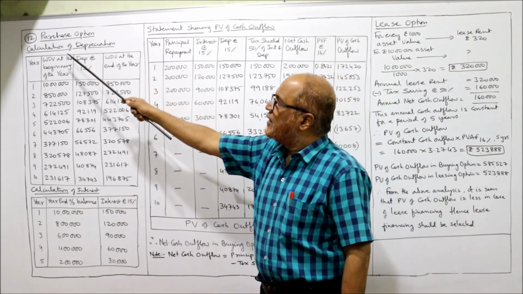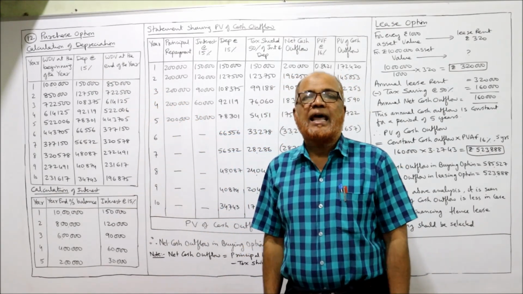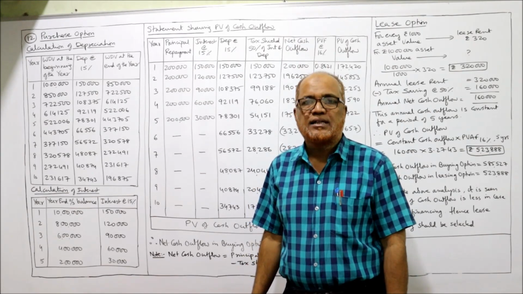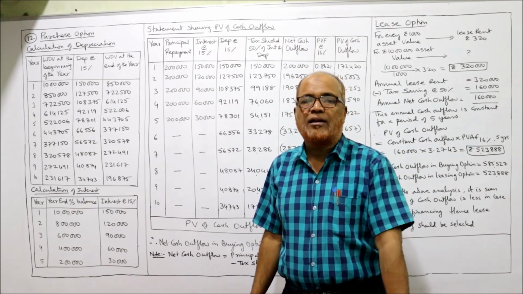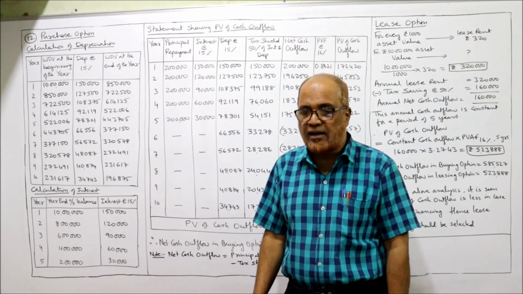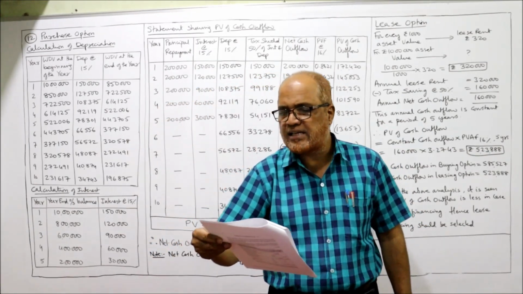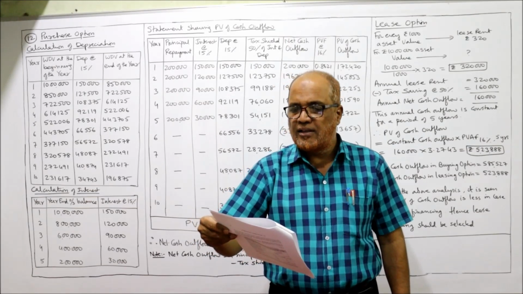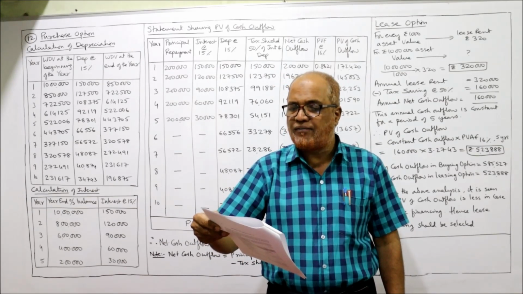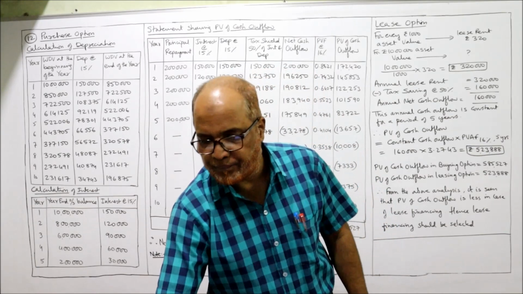Purchase option. Calculation of depreciation. The life of the asset is 10 years. So we have to calculate the depreciation for 10 years under the WDV method. It is given in the problem. The asset has a life of 10 years. The firm calculates depreciation at 15% per annum.